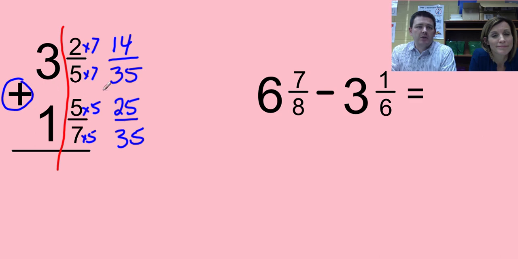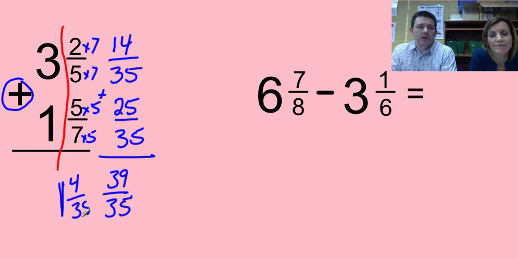It's an addition problem. So we're going to go ahead and add. 14/35 plus 25/35 is 39/35. That's an improper fraction, so we need to change it into a mixed number. 35 goes into 39 one time. If I took 35 away, it would leave me with 4 left over. Now I do the whole number part, the easy part. 3 plus 1 is 4. And now I have to assemble those 2 pieces back together. So I put the whole number and my fraction part together. 4 plus 1 and 4/35 is 5 and 4/35. So it's a fraction problem, a whole number problem, and then you put the 2 pieces back together.